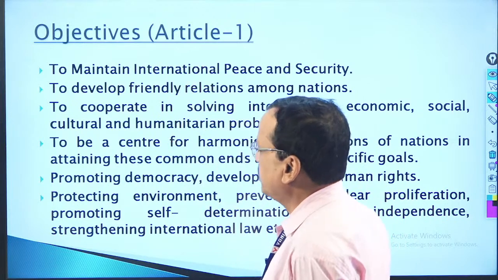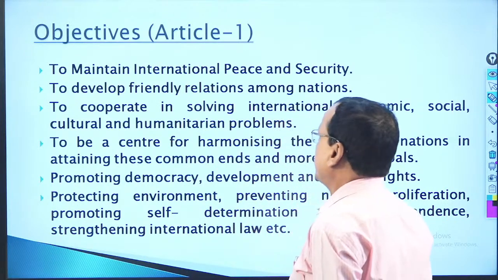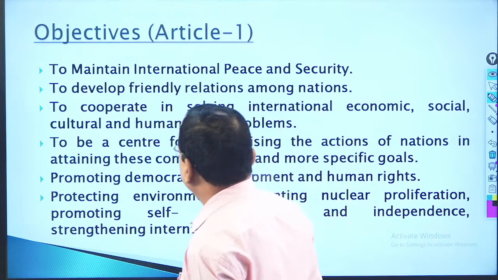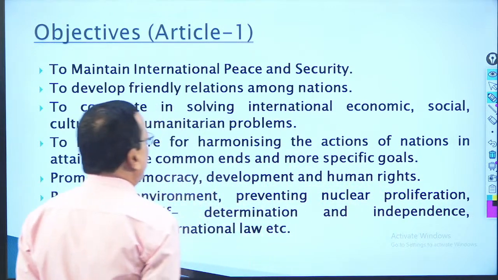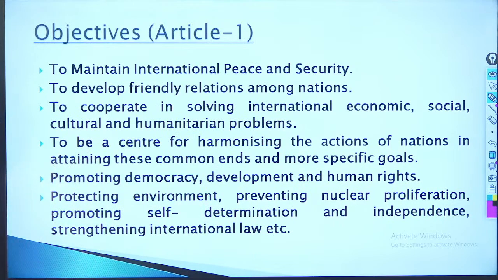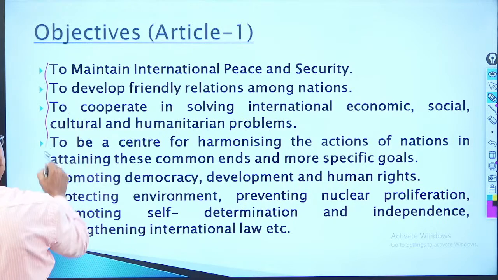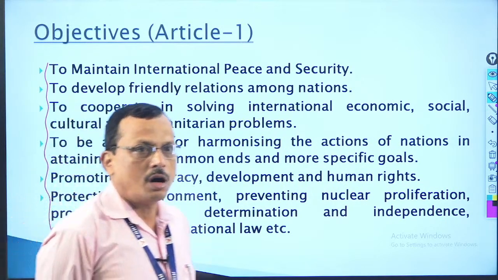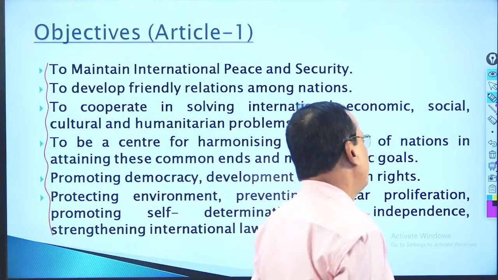So again, it refers to maintaining international peace and security, developing friendly relations among nations, cooperating in solving international economic, social, cultural and humanitarian problems, and being a center for harmonizing the actions of nations in attaining these common ends, and more specific goals: promoting democracy, development and human rights, protecting the environment, preventing nuclear proliferation, promoting self-determination and independence, and strengthening international law. So this is the objective of the United Nations during its formation.